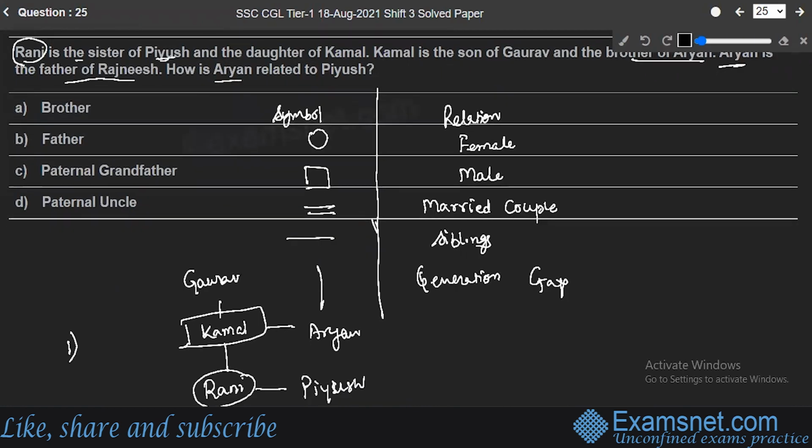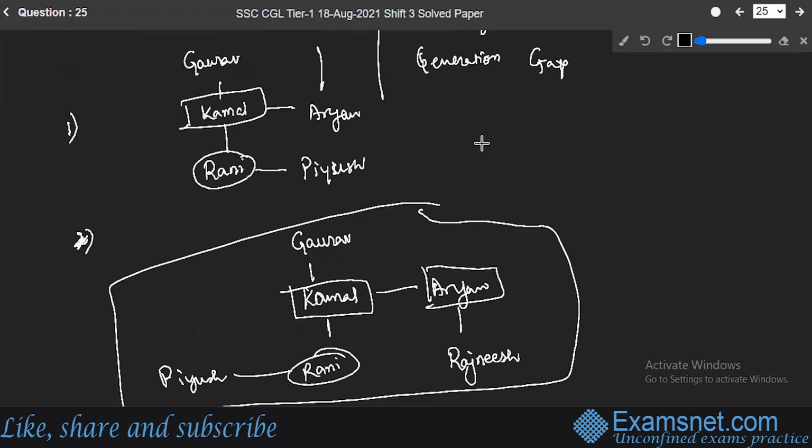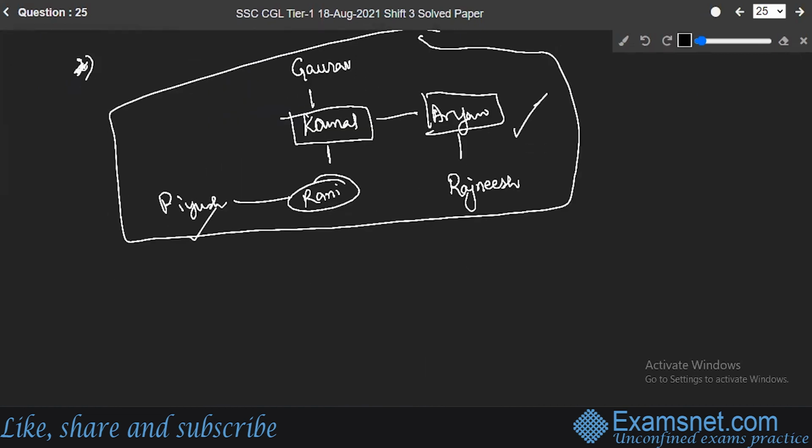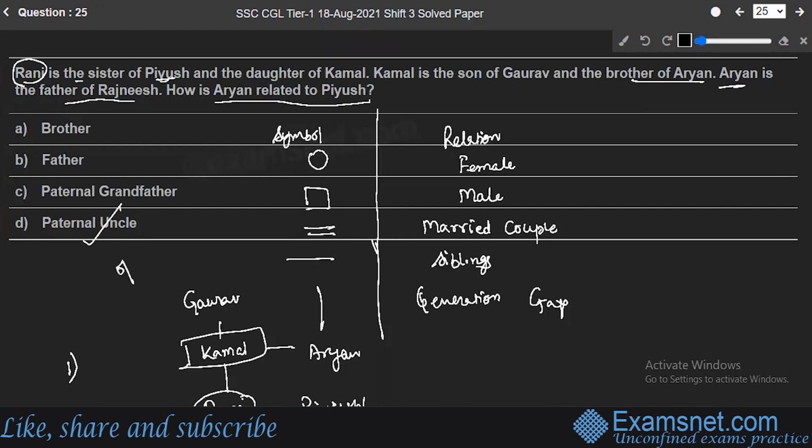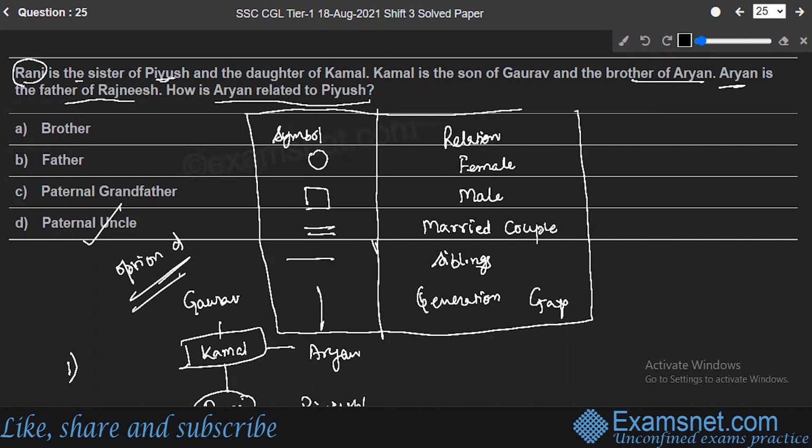Okay. Now what is the question? How is Aryan related to Piyush? Here is Aryan and here is Piyush. Of course, Aryan is paternal uncle of Piyush. Let's check with the options. Paternal uncle, option D, is the correct answer. Always make such relationship tables whenever you're solving these questions because this will make your understanding of the problem pretty clear. Hope you're clear with this.